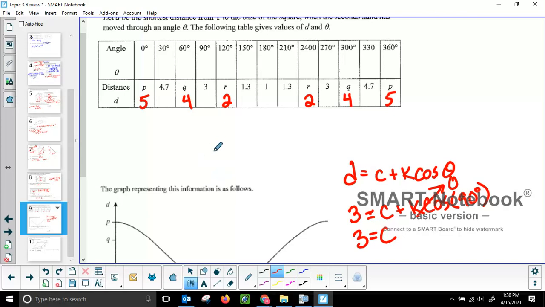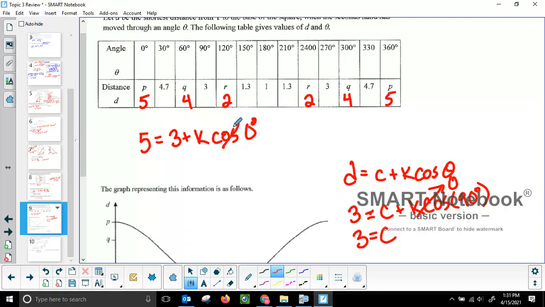Okay, so now I can pick any other point that I want. It doesn't really matter. Let's just pick another angle. A really easy one is 0, right? Because cosine of 0 is 1. So we know d. If I'm picking 0, then my d is 5, and that is equal to c, which is 3, plus k times the cosine of theta, which in this case is 0 degrees.